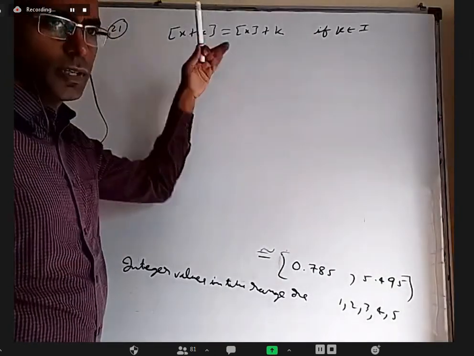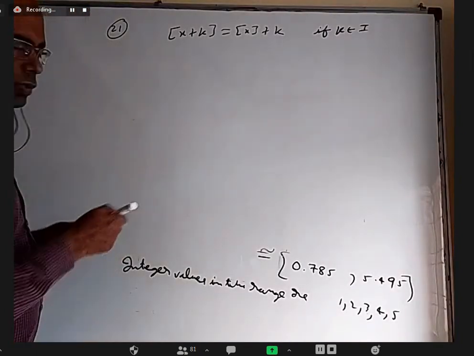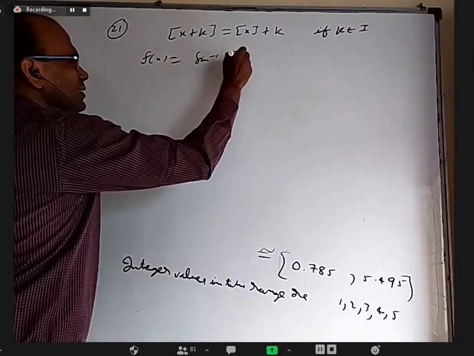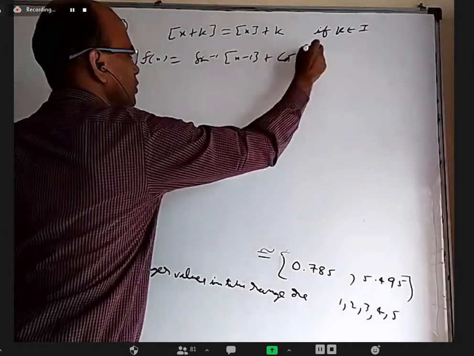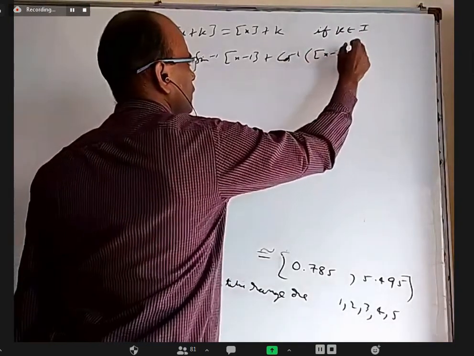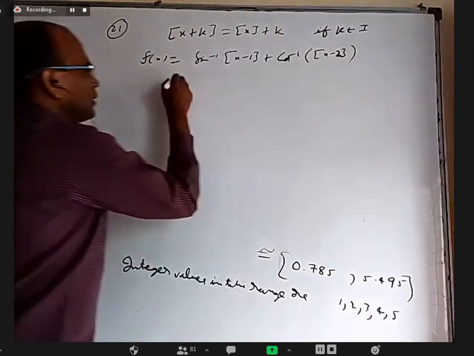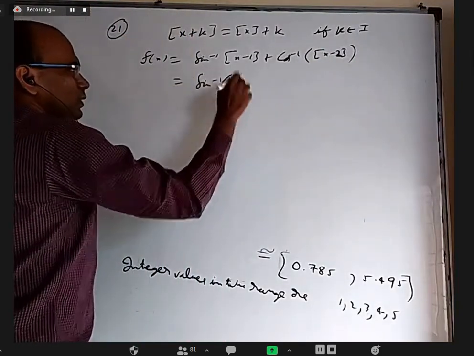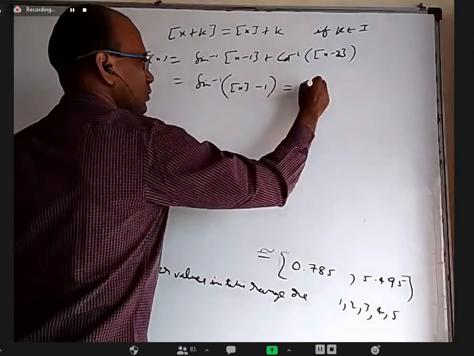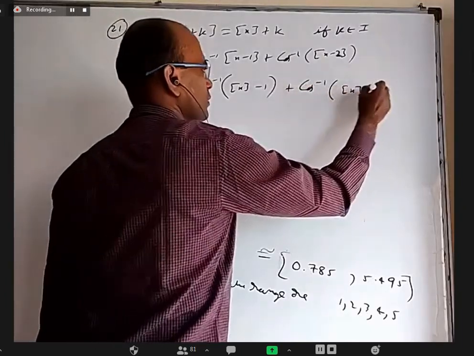We thoroughly discussed the greatest integer function earlier, before functions. Now the question is f of x is equal to sine inverse of integer part of x minus 1 plus cos inverse of integer part of x minus 2. They want the range, but nothing to worry. It is a very simple question. Sine inverse, this minus 1 I can take it out. It will be integer part of x minus 1 plus cos inverse integer part of x minus 2.